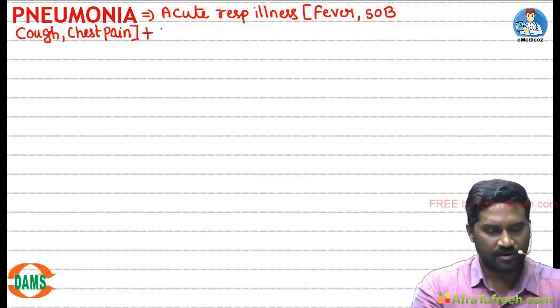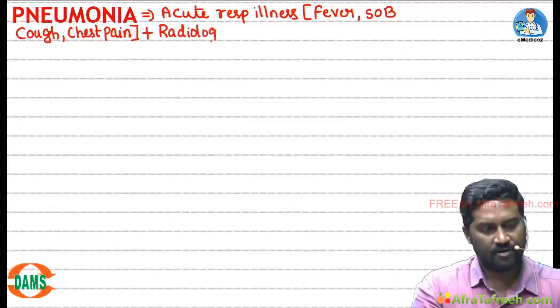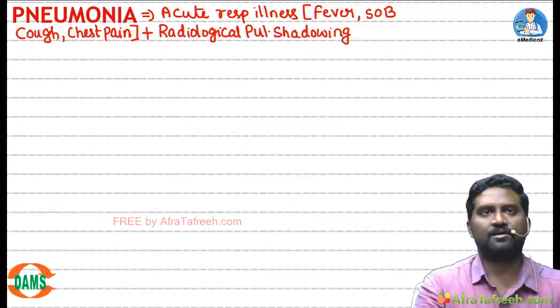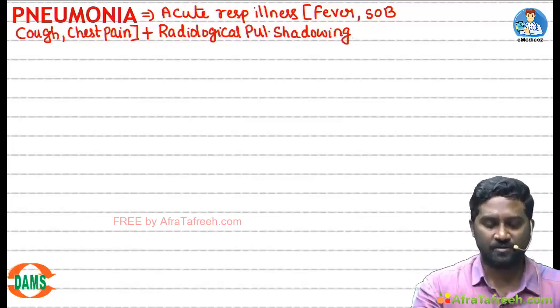Along with that, you have taken a chest X-ray or CT scan. There is radiological pulmonary shadowing. It is acute respiratory illness with radiological pulmonary shadowing. This is considered as pneumonia.